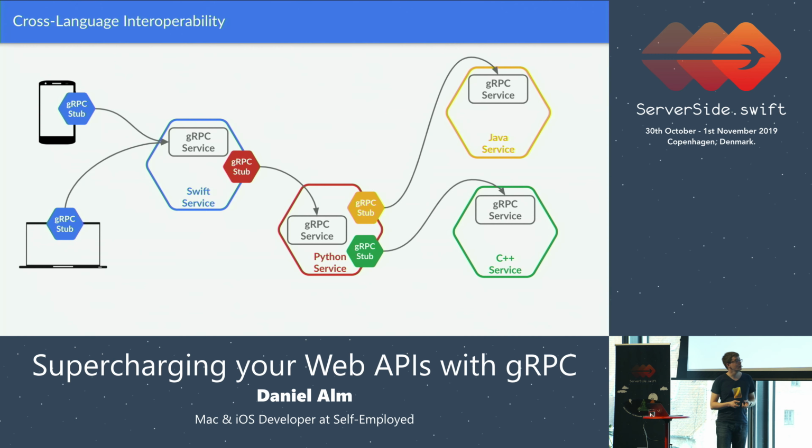Here's a slide showing how the polyglottiness works in practice. We have a gRPC stub running on your phone or on your Mac that can then talk to your gRPC service on the server, which can be written in Swift. And that Swift service then can call even more backends in case you already have large-scale deployments. And those backends can be written in Python, Java, C++, whatever. And they all work seamlessly with each other.